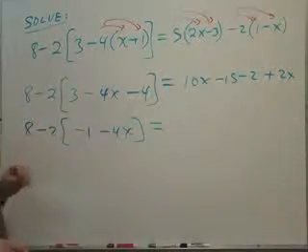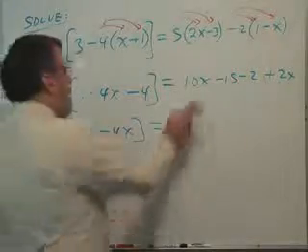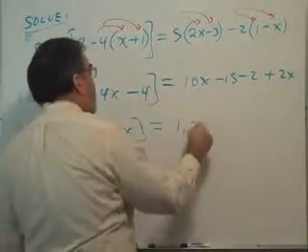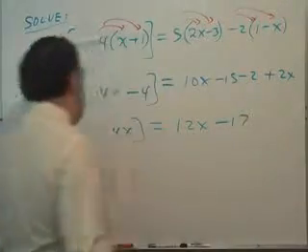Close bracket equals. And on the right, we can combine a few terms. 10x and 2x is 12x. And then minus 15 minus 2 is minus 17.